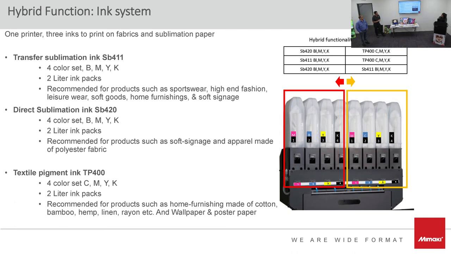All right, so here's a visual of the hybrid functionality ink system. With this ink system, you can have SP411, which is more for your sportswear, high-end athleisure wear, soft-good home furnishing and soft signage. That will be done with transfer solution. And you also have an option to do direct sublimation with their SP420 inks for soft signage or goods made out of polyester fabrics. And then we also offer pigment inks, which will be used for home furnishing, which would be your cotton, bamboo, hemp, linen.